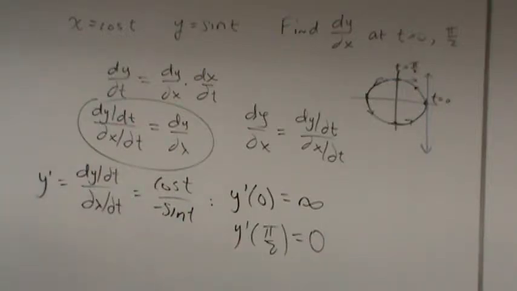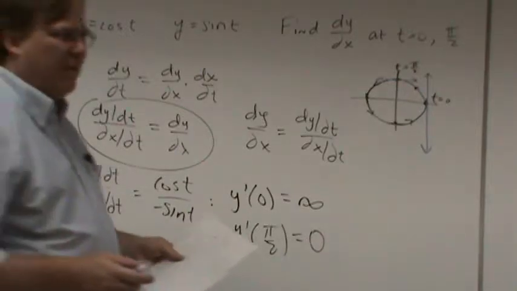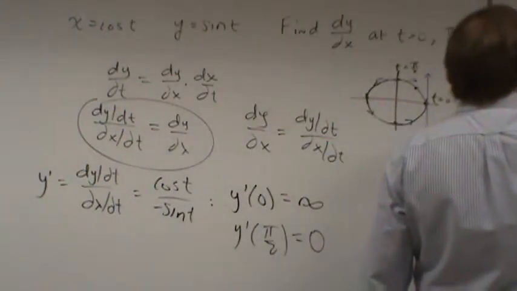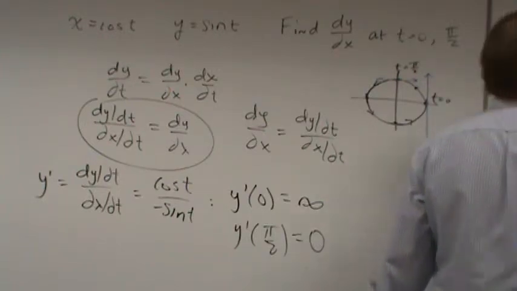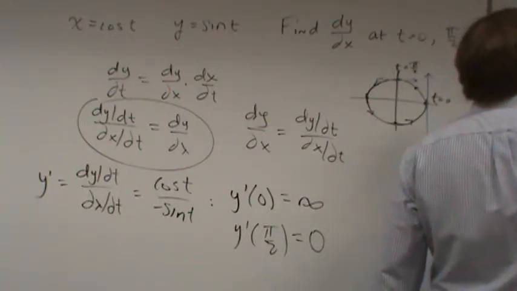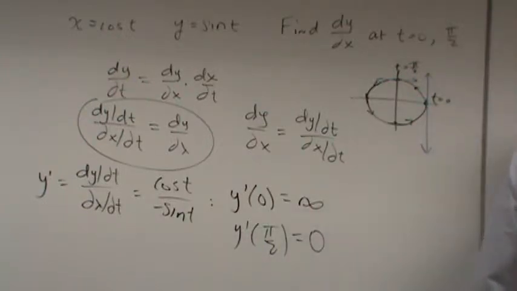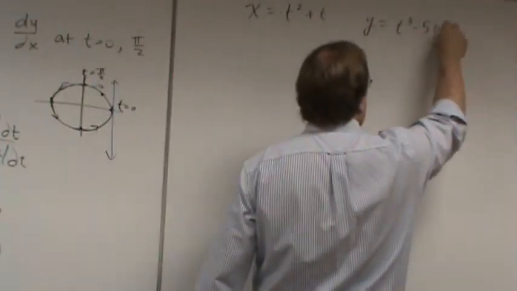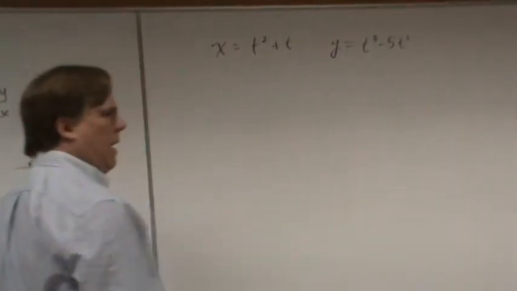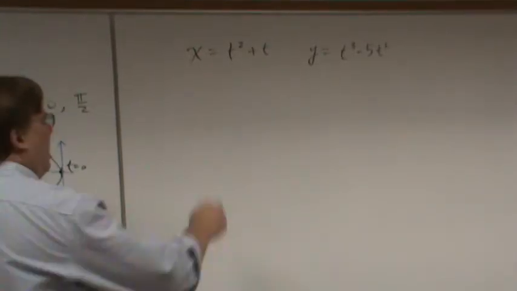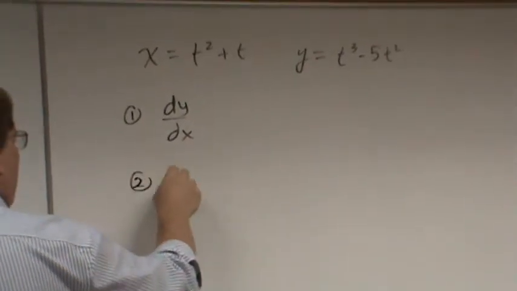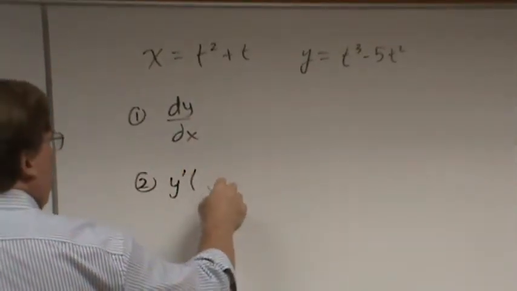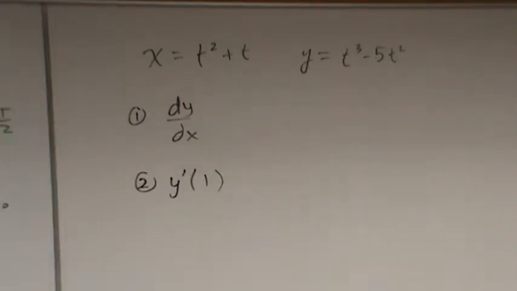So can I give you guys one for you to do? Thank you. Go ahead and try this. What if I gave you this, if I told you x was equal to t squared plus t, and y was equal to t to the third minus 5t squared. Let's say that was my relation. I'd like everyone here, first of all, to get me an expression for dy dx, and then go ahead and get me y prime of y. Good luck.